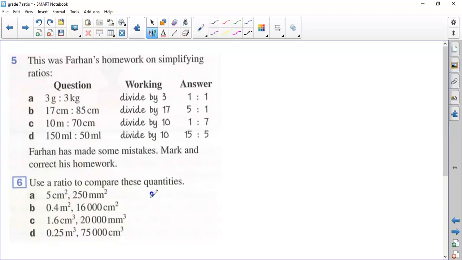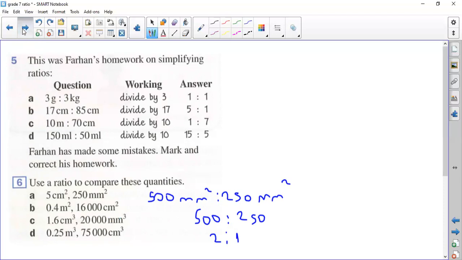Let me do the first one. 500 millimeters squared for the first one, to 250 millimeters squared. Since the units are the same, now you have 500 as a ratio to 250, which, if you divide by 250, is 2 to 1. Okay, so this one is the ratio. In the same way, you will continue with the others.